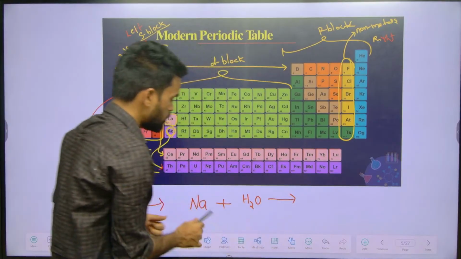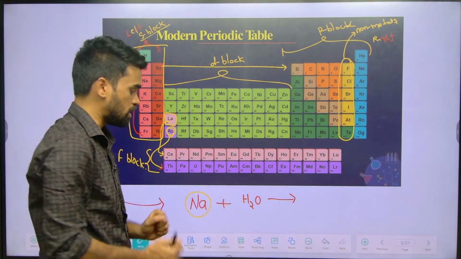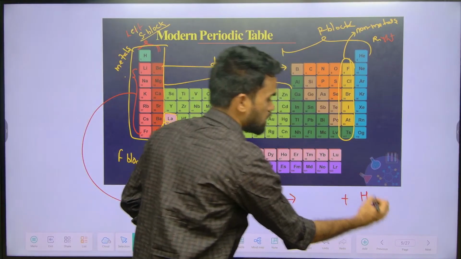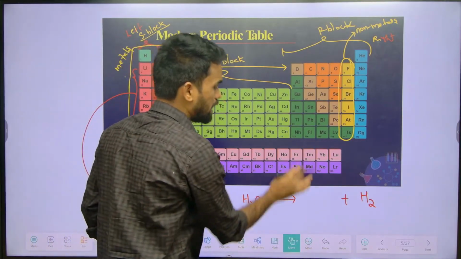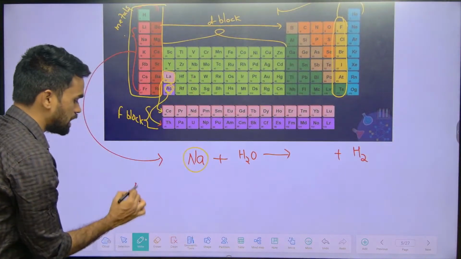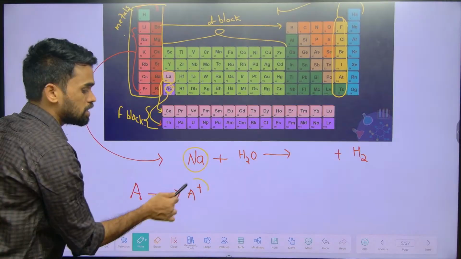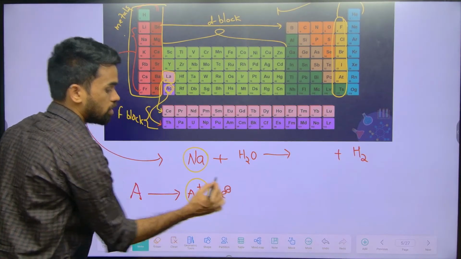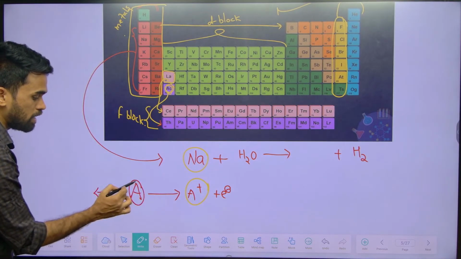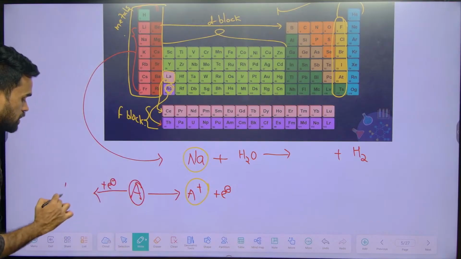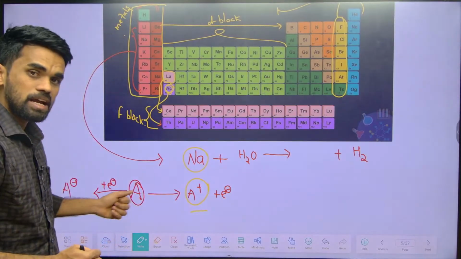Why? Because this sodium loses an electron, that electron is taken by the H plus from the water and liberates H2 gas. Which gas will it be liberating? H2 gas. Now, sodium losing an electron means, whenever an element loses an electron, if A is an element losing an electron, it becomes A plus, converting into a cationic form. Remember this. Whenever an element accepts an electron, if A accepts one electron, it becomes A minus. So losing the electron becomes A plus, gaining the electron becomes A minus.